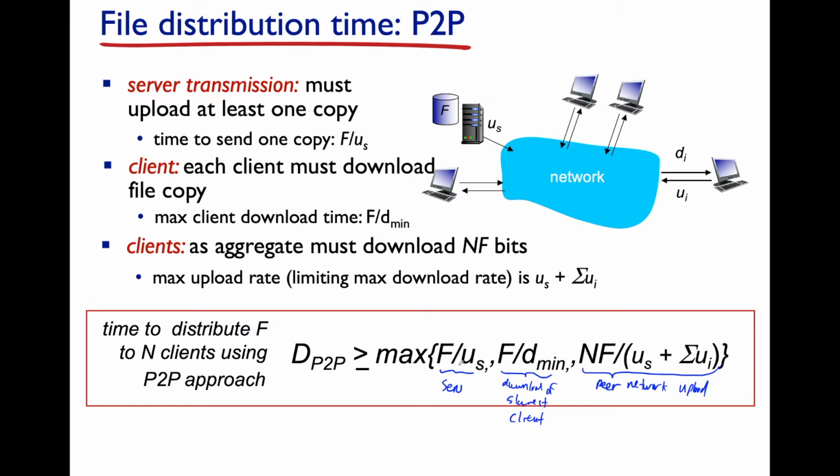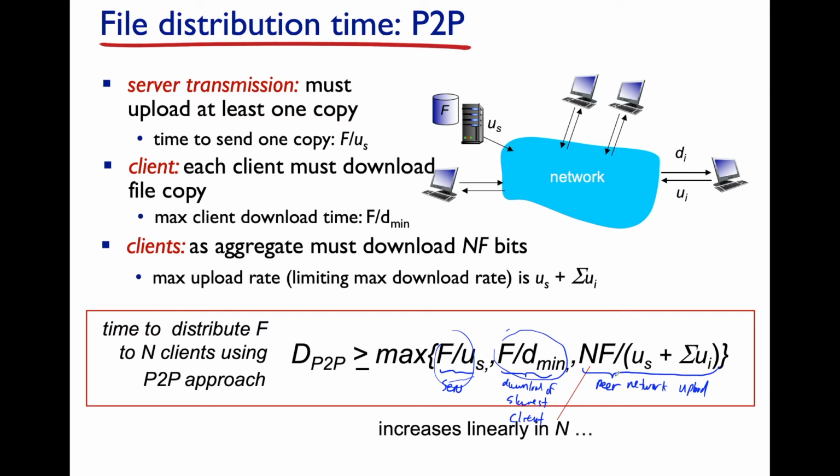And so if the bottleneck is the server upload, and it only needs to upload once, that's going to be the server's component. If the bottleneck is the download of the slowest client, that's going to be the slowest client contribution. And if the bottleneck is the aggregate, which is typically not the case, for uploading into the network by the whole peer-to-peer network, then it's going to be this third term, NF, the total amount of data, divided by the aggregate upload bandwidth. Okay. And so this term increases linearly with N.